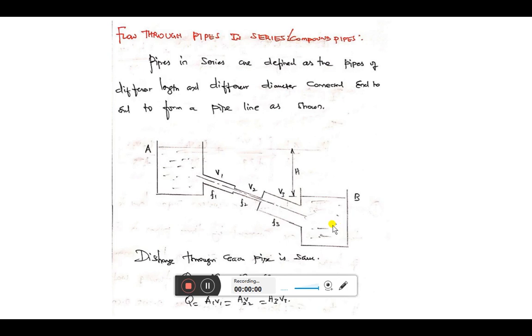Okay, today we shall see about flow through pipes in series, or what we call compound pipes. The example or diagram of that has been shown here. We have two tanks, tank A and tank B, between which we have more than two pipes connected in series. Because in real applications we cannot have only one pipe connected between two ends.